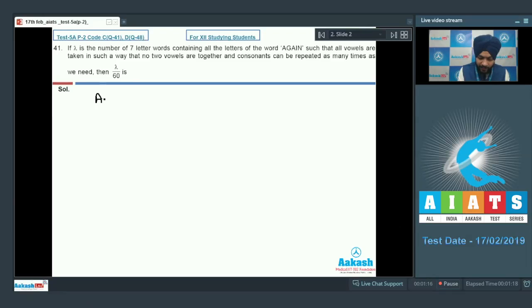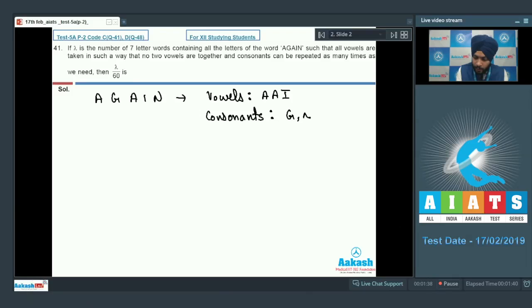So students, we have 5 letters over here, A, G, A, I, N. Vowels are to be used only once and the consonants can be repeated. What are the vowels? Vowels are A, I, and consonants are G and N. So students, we have to form a 7-letter word where consonants can be repeated and vowels are to be kept such that no two vowels are together. So let us consider all the possible cases over here.